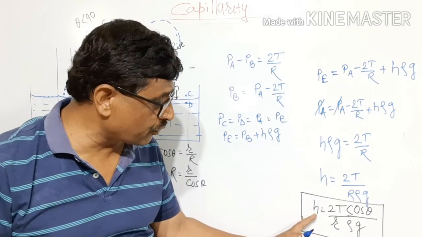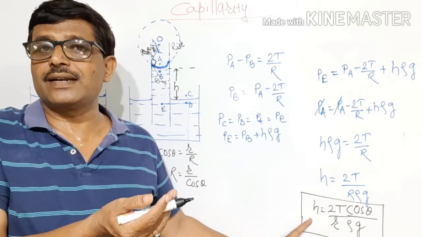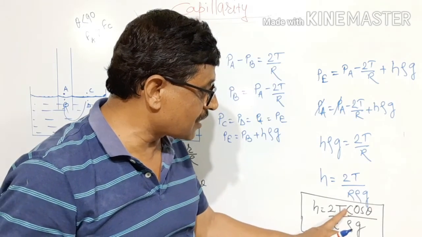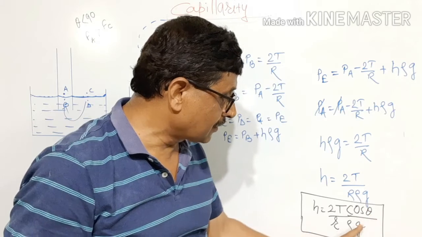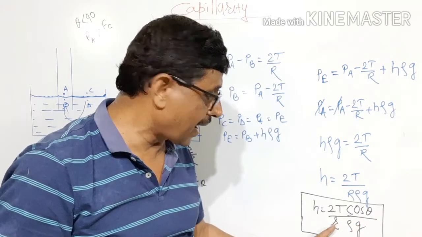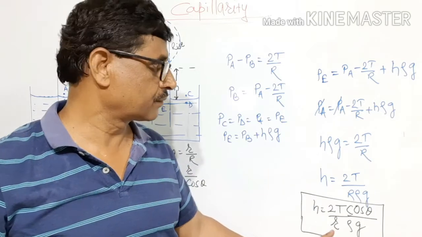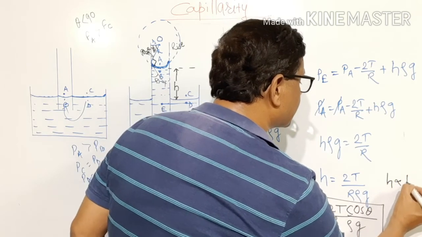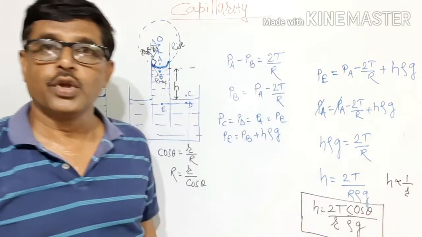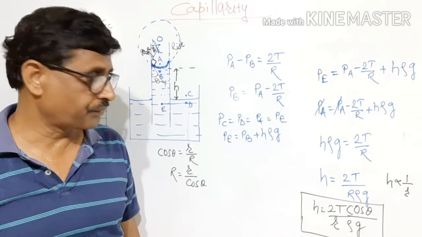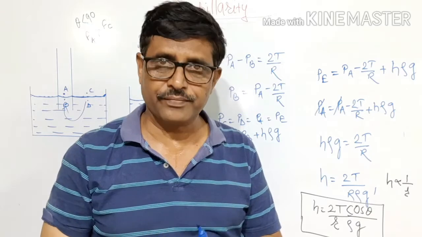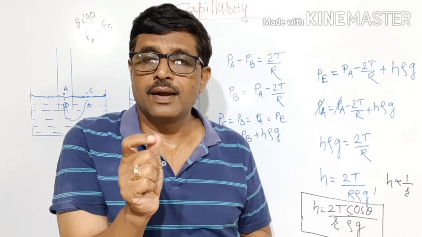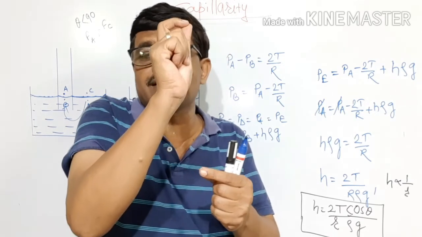What are the factors on which the rise of liquid inside the capillary tube depends? The rise of liquid inside the capillary tube depends upon the surface tension, the angle of contact, the density of liquid inside the capillary tube, and the radius of the bore. From this formula, the rise of liquid inside the capillary tube is inversely proportional to the radius of the capillary tube. Smaller is the radius, thinner is the capillary tube, more is the rise of liquid inside the capillary tube.